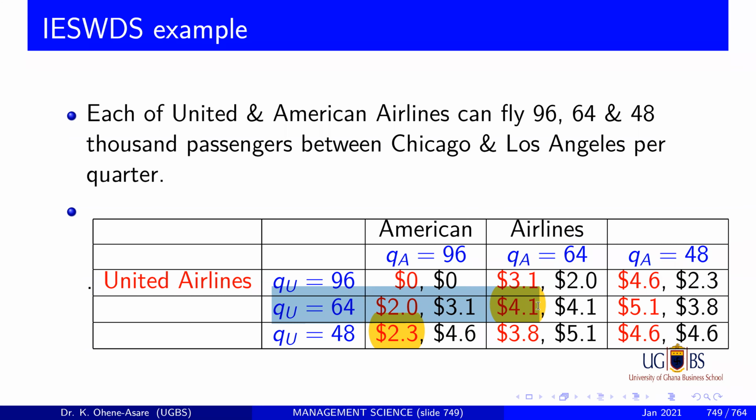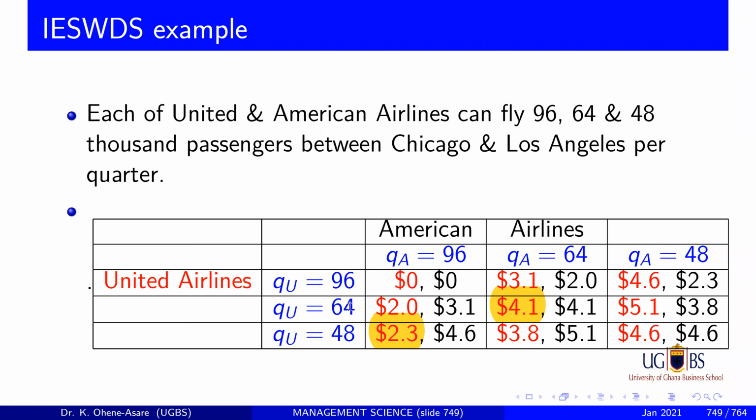It means that United has changed the strategy. Because remember, earlier on, United had a strategy of 48. If he had stuck to that, then it would have become a dominant strategy. But he didn't stick with that, he changed it to 64. So we can say the moment he changes it once, he has no dominant strategy. Finish.